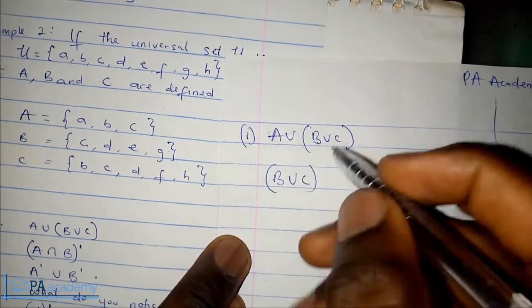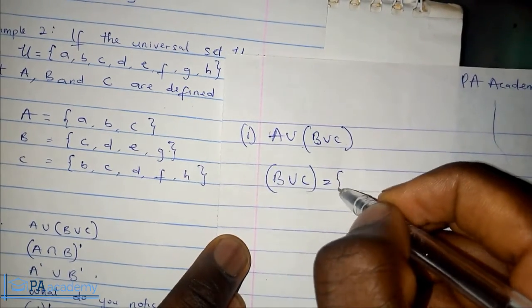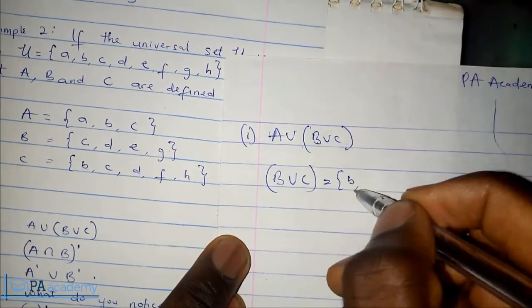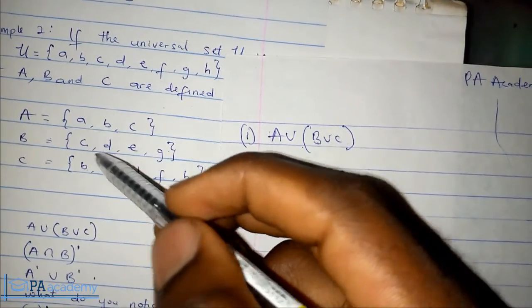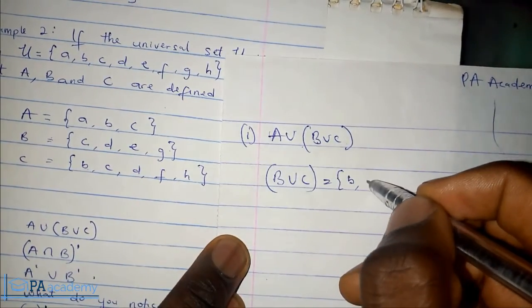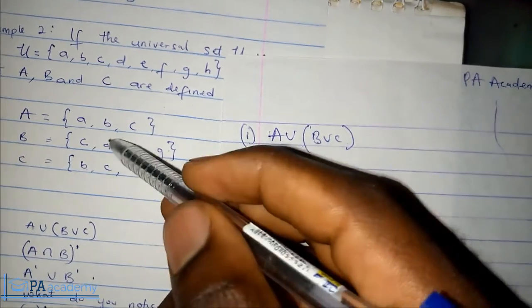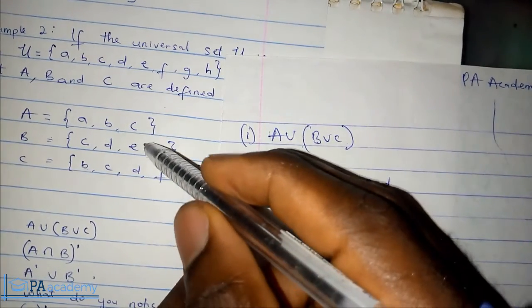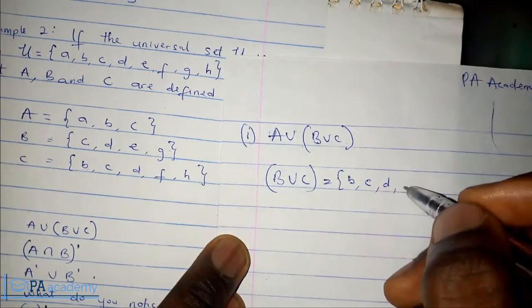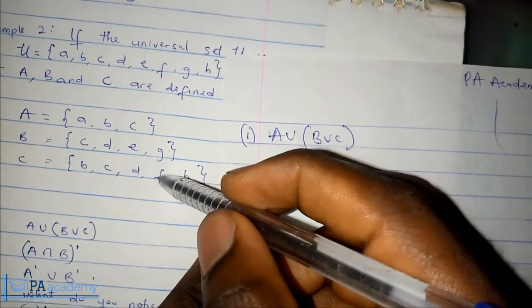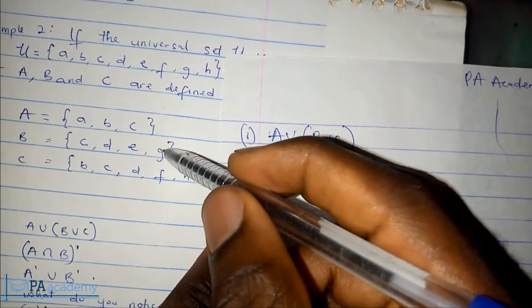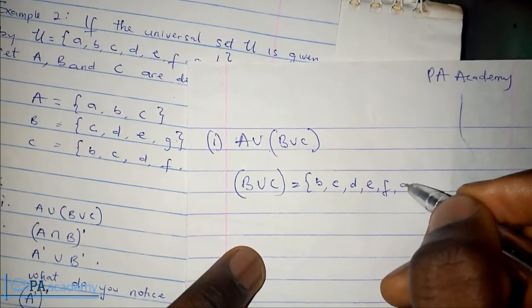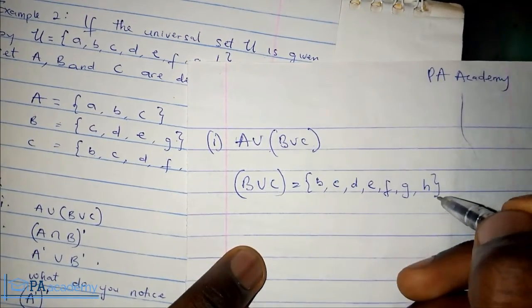So if you look at it, that will be B, then C, and C is common to both, so we'll just write it once. Then D is also common to both, but we'll write it once. Then followed by E, then F, G, and H.